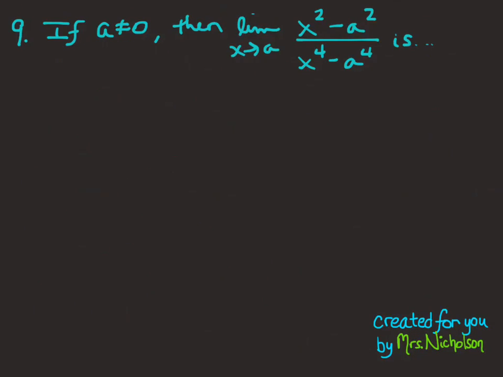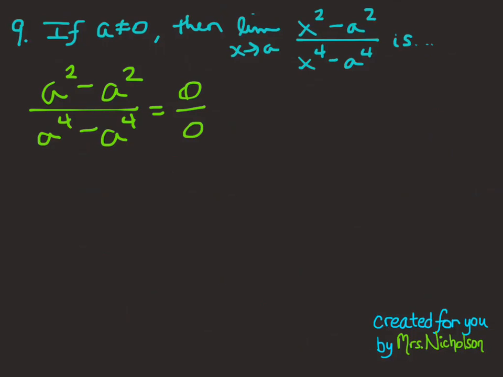Question number 9. If a does not equal 0, then the limit as x approaches a of (x squared minus a squared) over (x to the fourth minus a to the fourth) is... Well, this one seems a little weird because we have x approaching a, but a is representing a constant. Whenever x is approaching a number in a limit, the first thing we should do is plug it in. So I plug in a squared minus a squared over a to the fourth minus a to the fourth, and I get 0 over 0. So it seems like we probably have a limit. We need to do some factoring to find out.